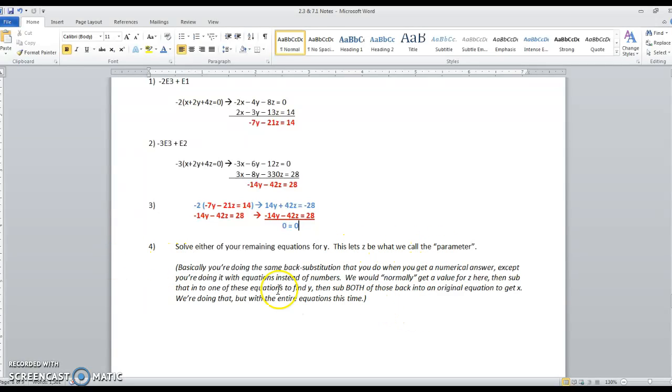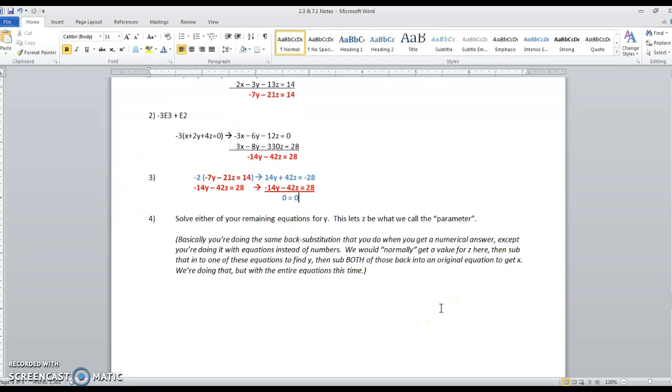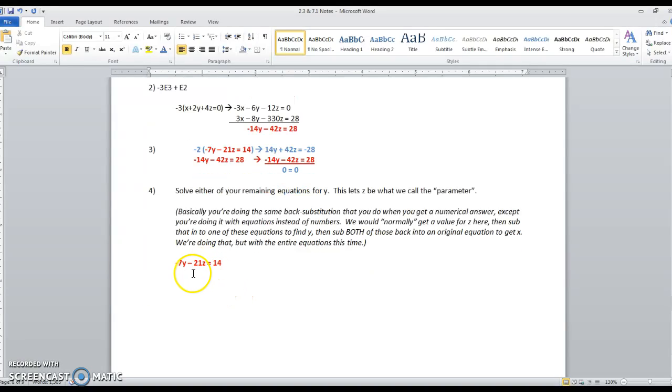So I wrote a little note here that basically what you're doing at this time is that same back substitution process as when you get a regular number answer, except now we're having to do it with equations instead of numbers. So we have to go back and do some back substituting at this point. So what I'm going to do is take this equation just because it's got the smaller numbers. No reason other than that. And I'm going to solve this for y.